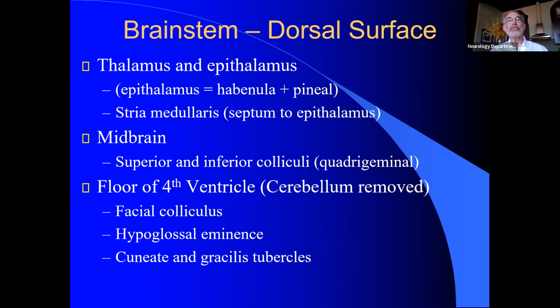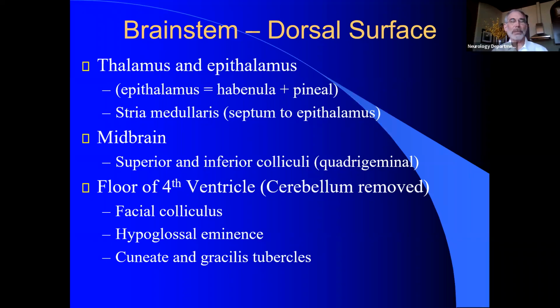Looking at the brainstem and its dorsal surface, we will see some of the diencephalon immediately above it. We will see the thalamus and the epithalamus, and we'll look at those. The term epithalamus we'll get into in the future, but has to do with the habenula and the pineal gland. We will look at that today, as well as the stria medullaris, which we'll also look at today.